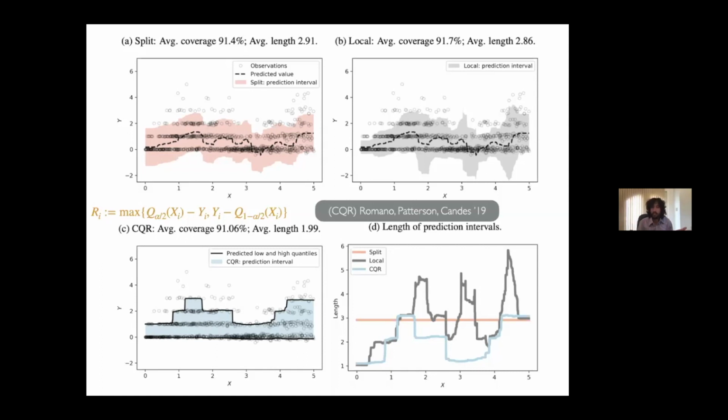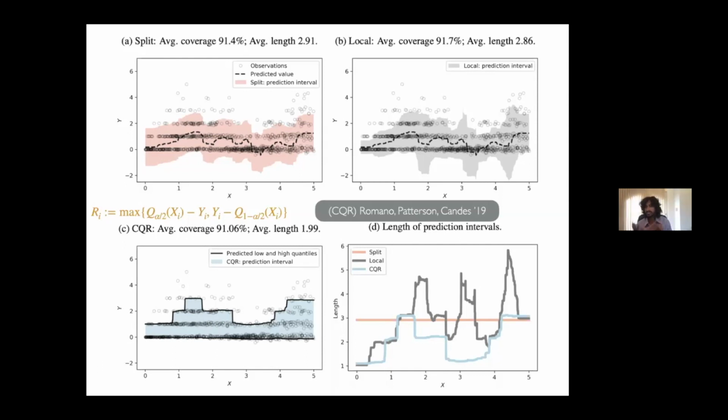But as you can see, it's working much better. It's actually kind of learning these quantiles. At different parts, it's behaving more locally. And so the theory for it is just that you get marginal coverage, but in practice, you get pretty good conditional coverage as well, sensible kind of prediction intervals.